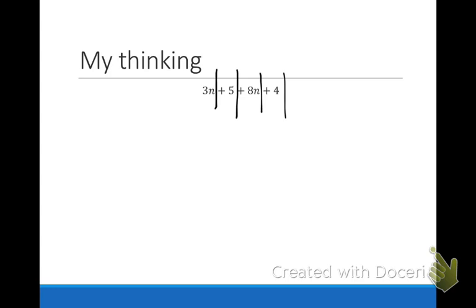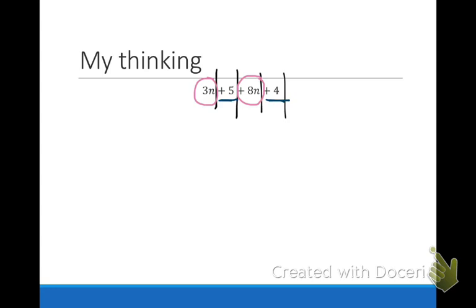Next, I'm going to underline, circle, whatever, the terms that are the same. So if I'm looking here, I'm going to start with 3n. Well, 3n is the same as 8n. Then I'm going to look at, okay, I have 5 and 4. Those are like terms because they're both constants.